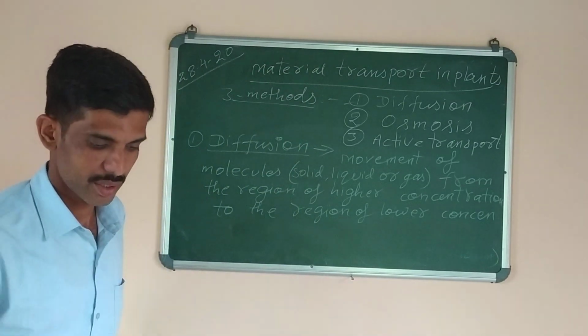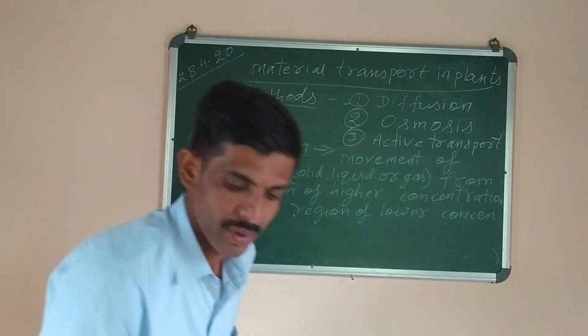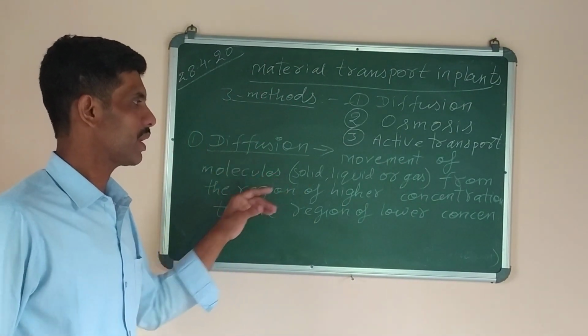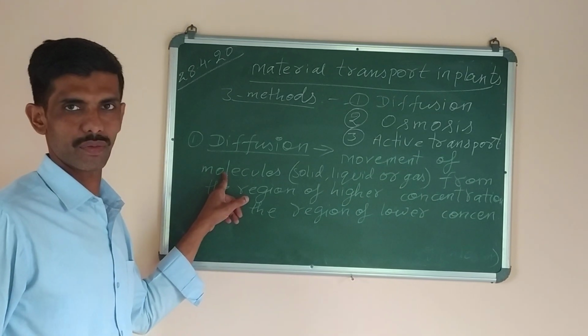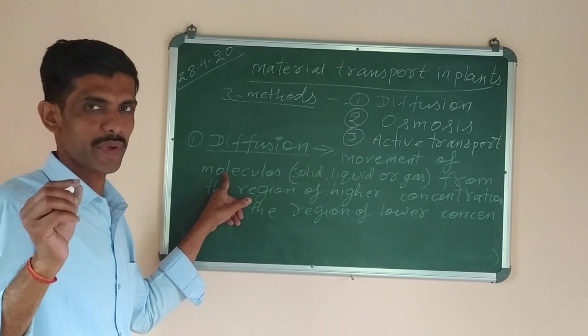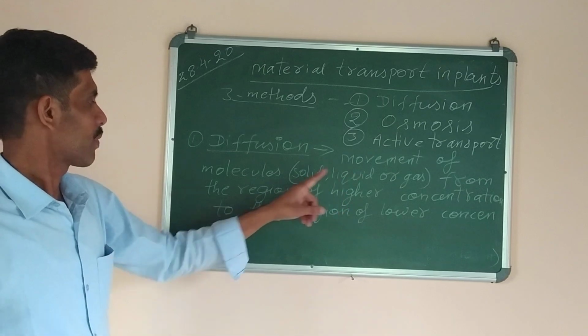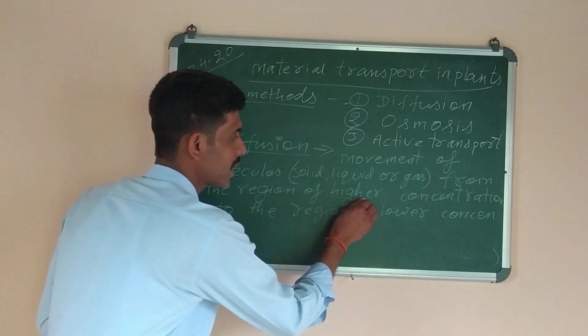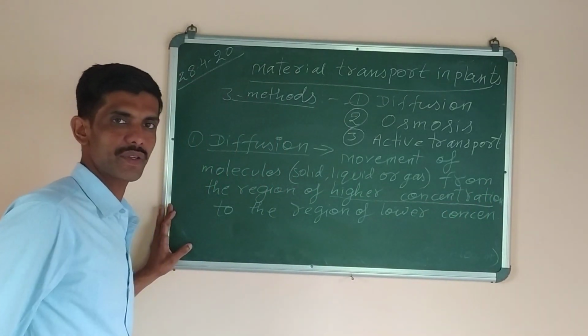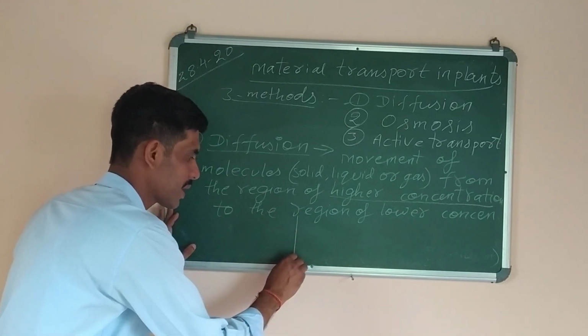Okay, now just explain this definition once. What is diffusion? It is movement of molecules. Molecules means the small particles which make solid, liquid and gas, from the region of higher concentration. The meaning of higher concentration is, suppose I will take one example here.